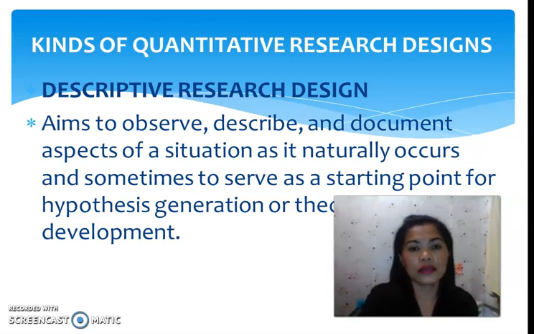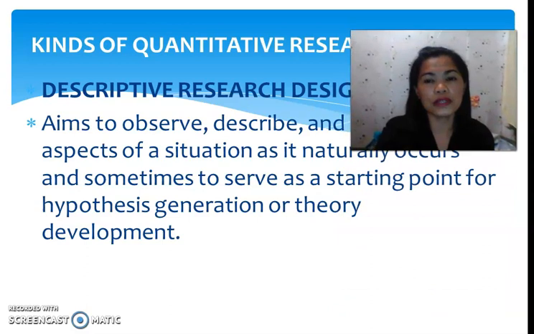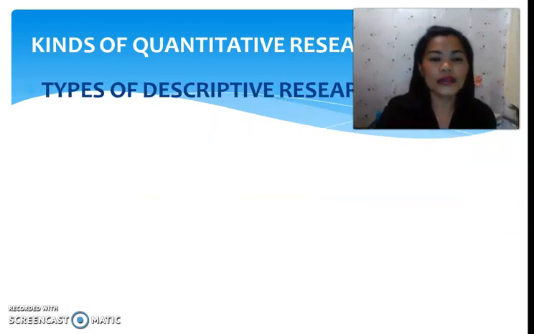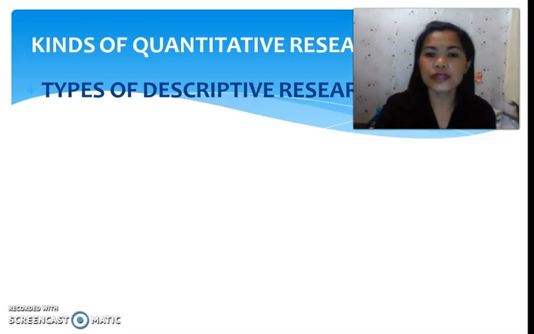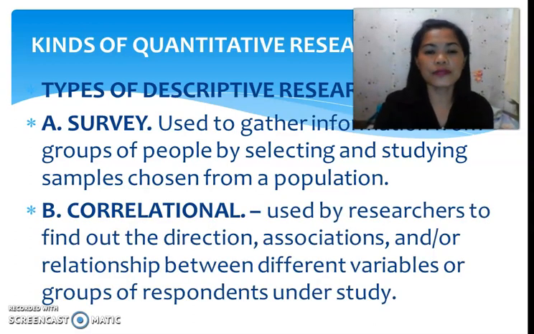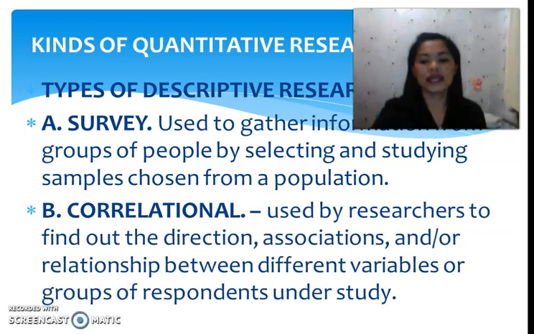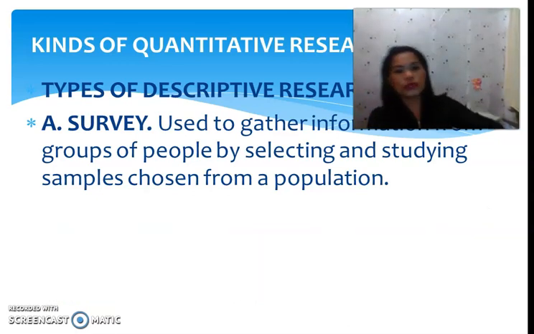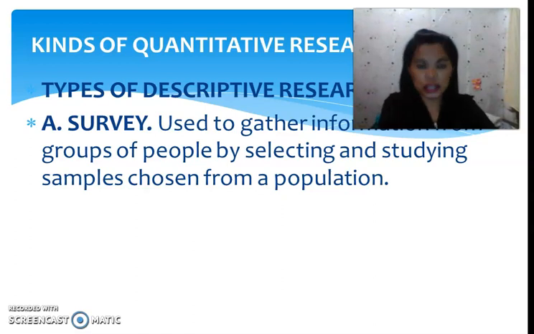And descriptive research is sometimes or usually a starting point of a hypothesis. Okay, then there are different types of descriptive research design. Let's start with the survey. The survey is used to gather information from groups of people by selecting and studying samples chosen from a population.